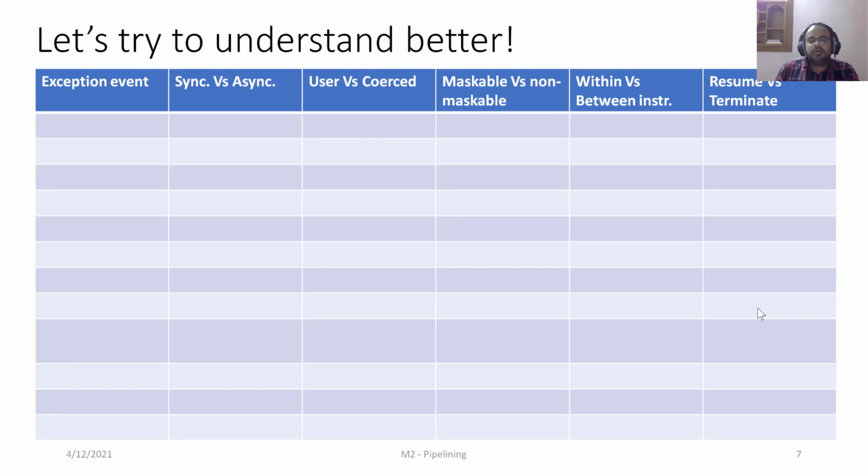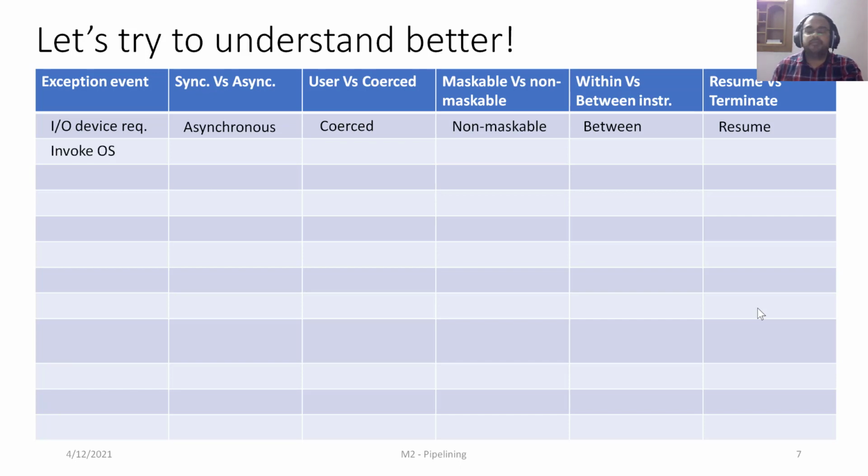Now let's see all the exceptions that we have seen prior and try to classify them into each of the categories. The input output device request is typically an asynchronous exception, and it is coerced, not user controlled, and it is not maskable by the user. It means that it's non-maskable, and it typically is categorized as between instructions because it will not stop any instruction from completing its execution. And typically these requests are resuming type.